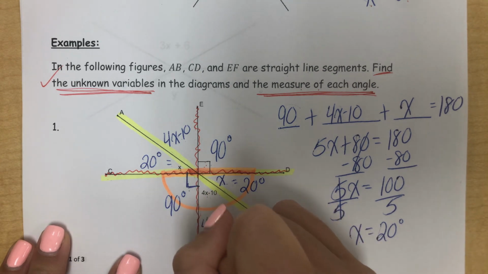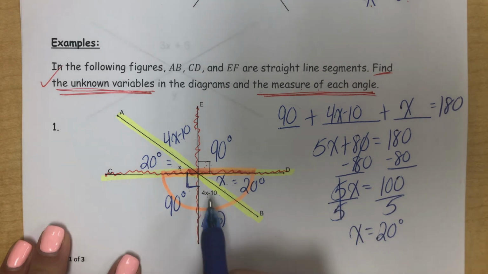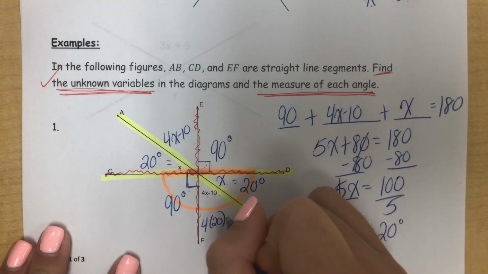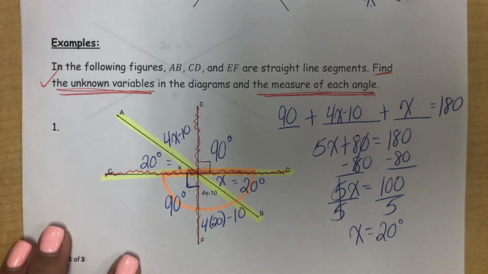So I'm really gonna do 4 times 20, right? 4x, 4 times 20 minus 10. And when you type that in a calculator, you get 70 degrees. And then again, if this is 70, I know this is 70. But I wanna just plug that in one more time to double check.